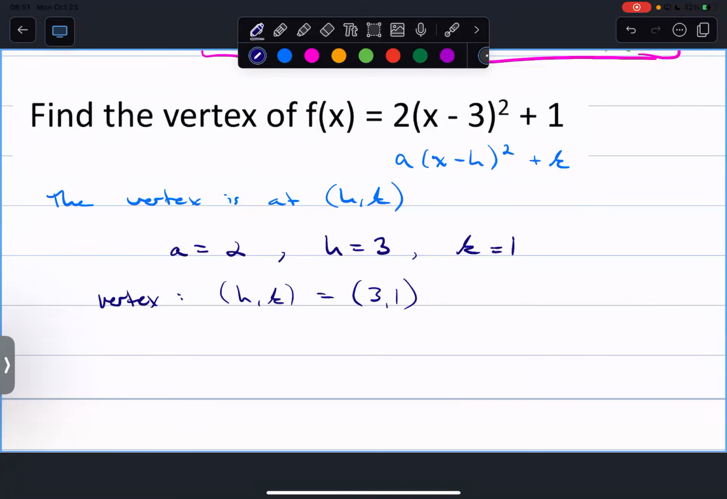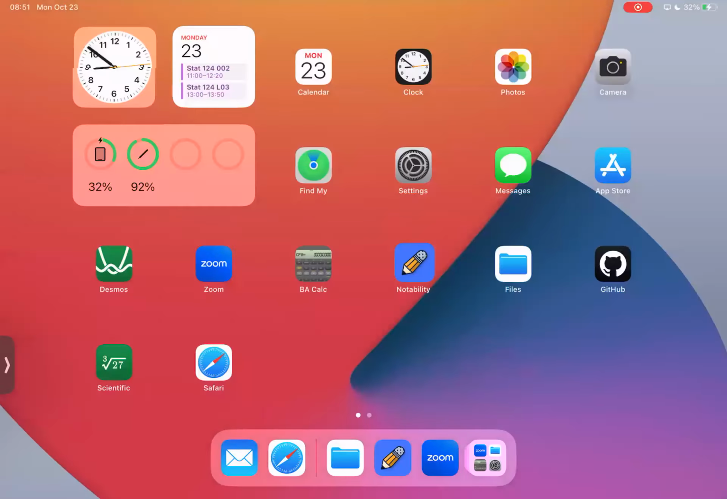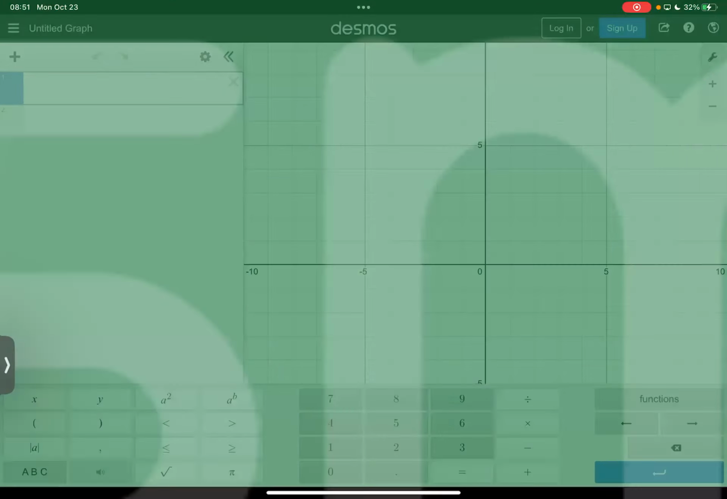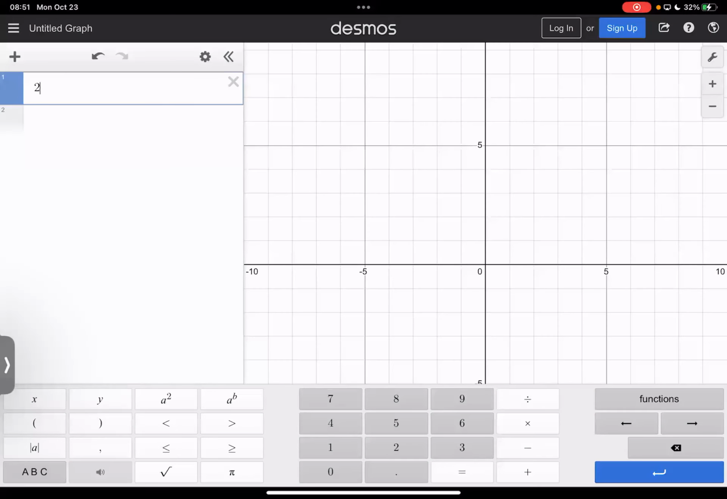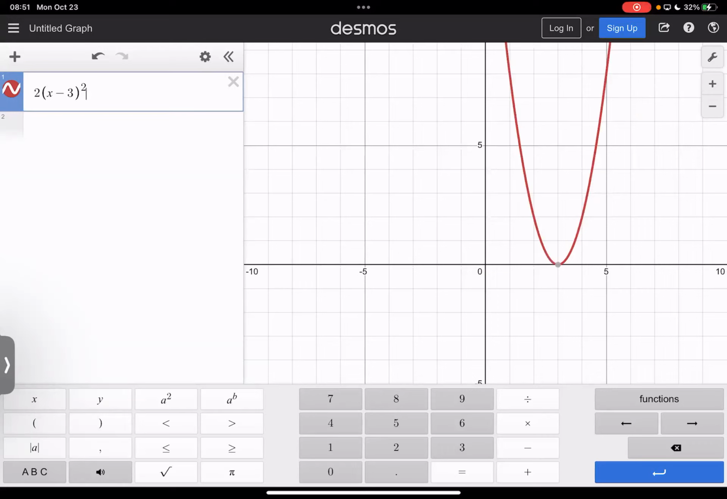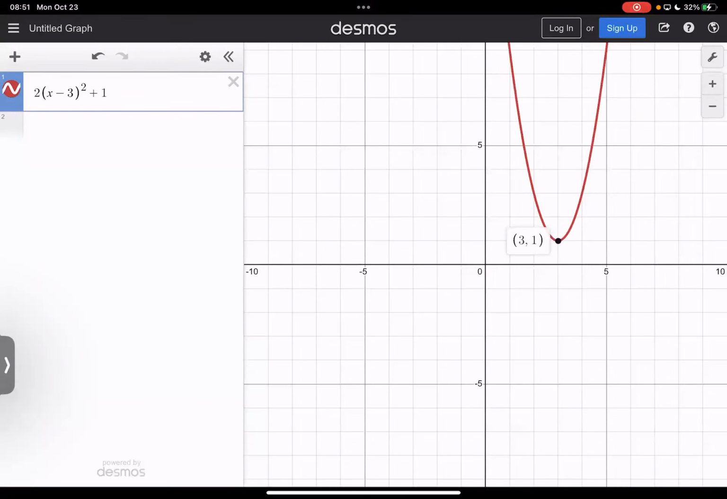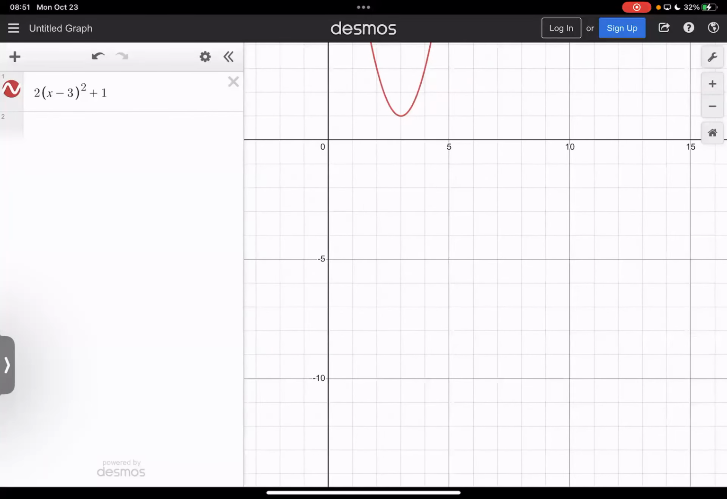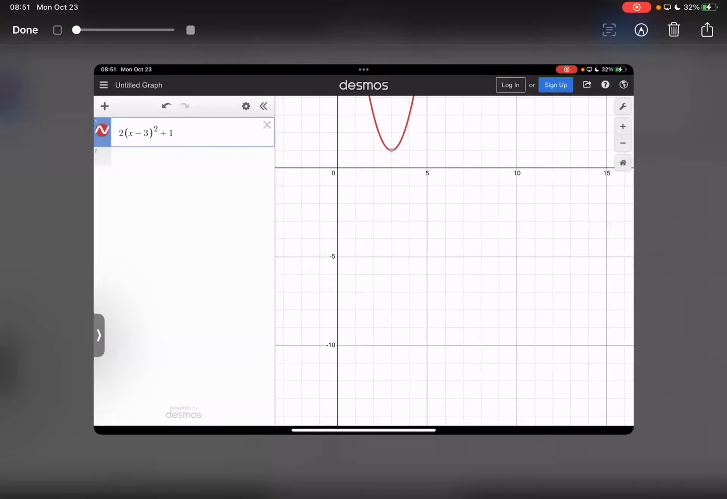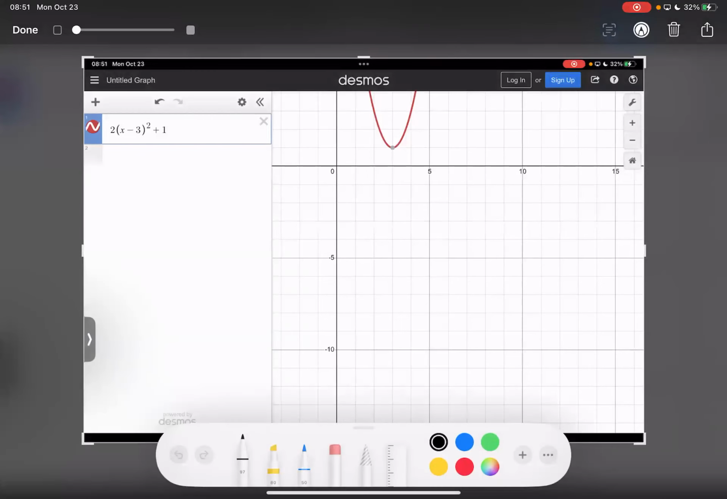We can confirm it using Desmos if we want to have a look at it, right? So if I want to graph 2 times x minus 3 squared plus 1, then it gives me the vertex, and I'll try to make it a nice and small screenshot here.